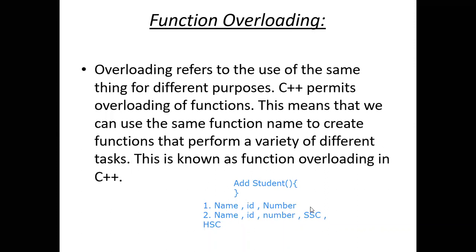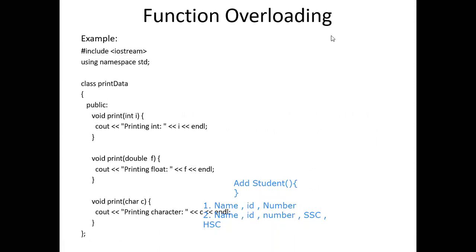So sometimes in a program, we can face situations where for the same task we have multiple types of parameters, or as we have written here, we can use the same function name to create functions that perform a variety of different tasks. Same name, but the task will be different. In this case, we call it function overloading. Now here is an example of function overloading.